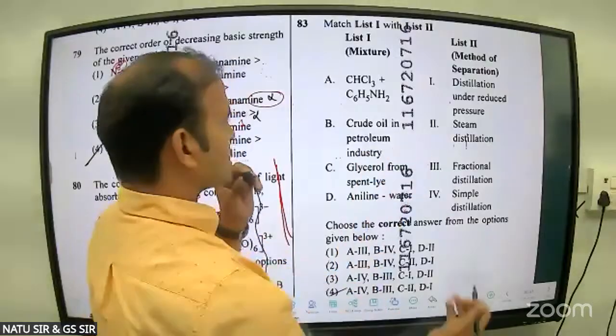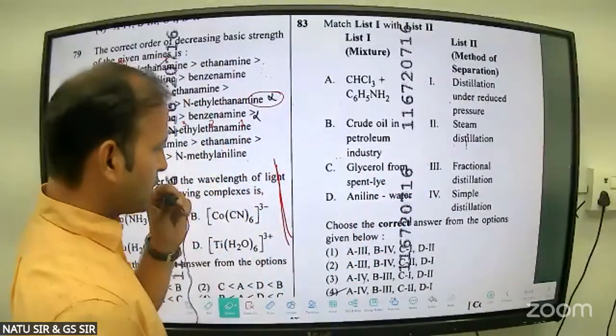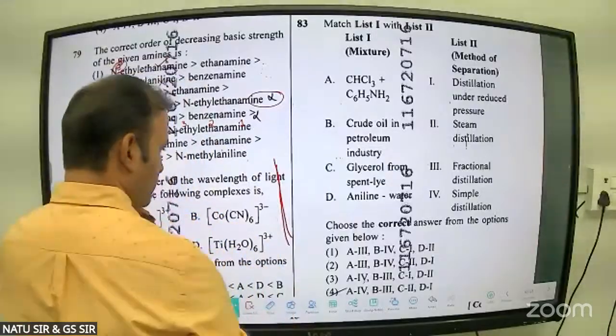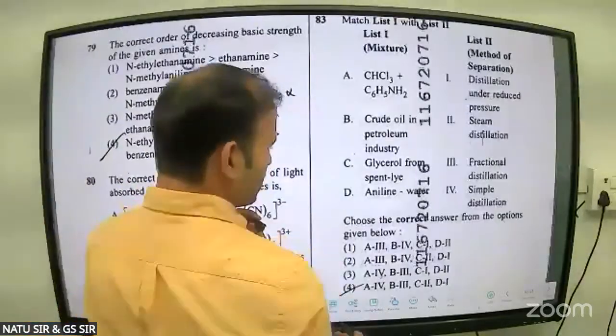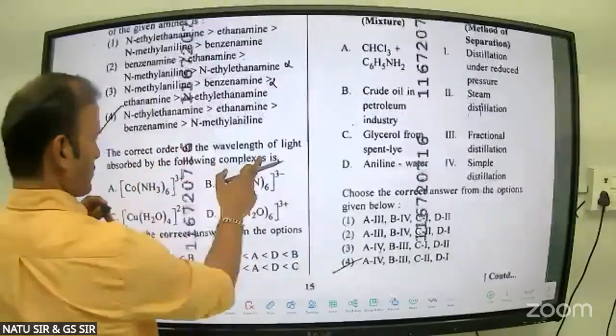83. Again, this is directly from the NCERT के सारे examples आपको दिए हुए हैं NCERT के अंदर. So I'm just directly giving the answer for this. The answer is the completely factual question. So answer is B.